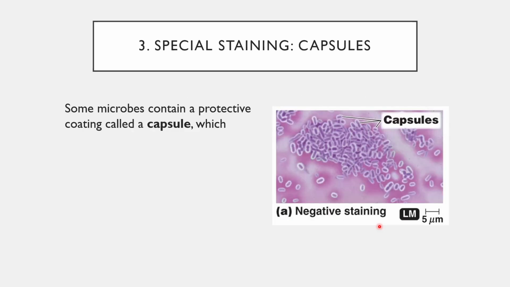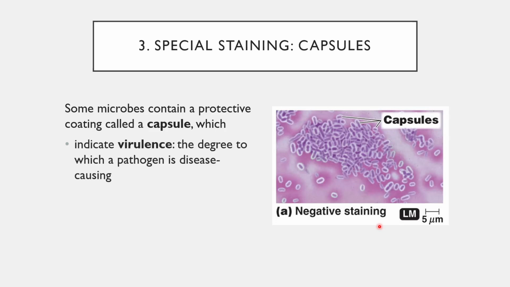Some microbes contain, in addition to their cell wall, a protective coating called a capsule. And it's important to know whether a bacterium has a capsule because it tells you something about its level of pathogenicity or virulence. Virulence is defined as the degree to which a pathogen can cause disease. Bacteria that have capsules have a greater ability to cause disease because the capsule, the protective layer, makes them more resistant to our immune systems.